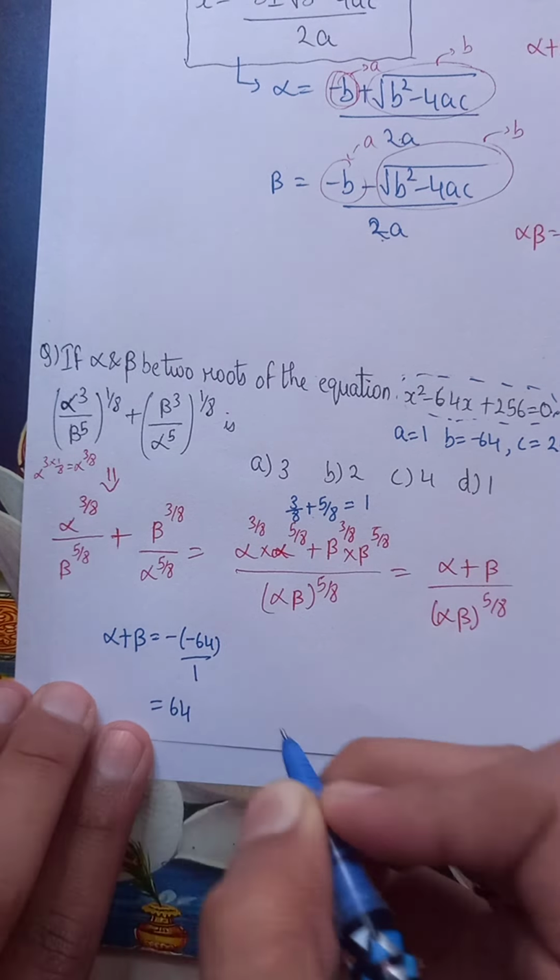Alpha plus beta is equal to 64. What about alpha into beta? Alpha into beta is c by a, which is 256. So now let's put these values here. Alpha plus beta value 64, divided by alpha into beta value 256, whole to power 5 by 8. Now see, this 64 is there, right? We write the same 64.